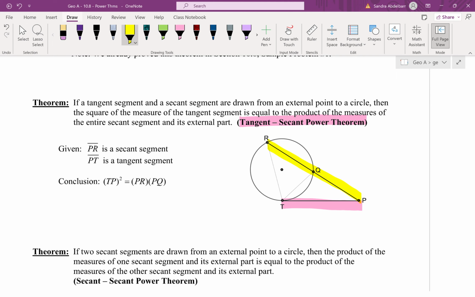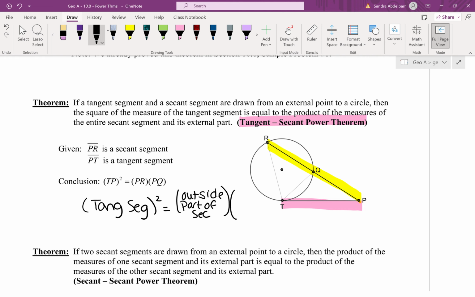All right, so what does the tangent secant power theorem tell us? It tells us the tangent segment squared is equal to the outside part of the secant times the whole secant.